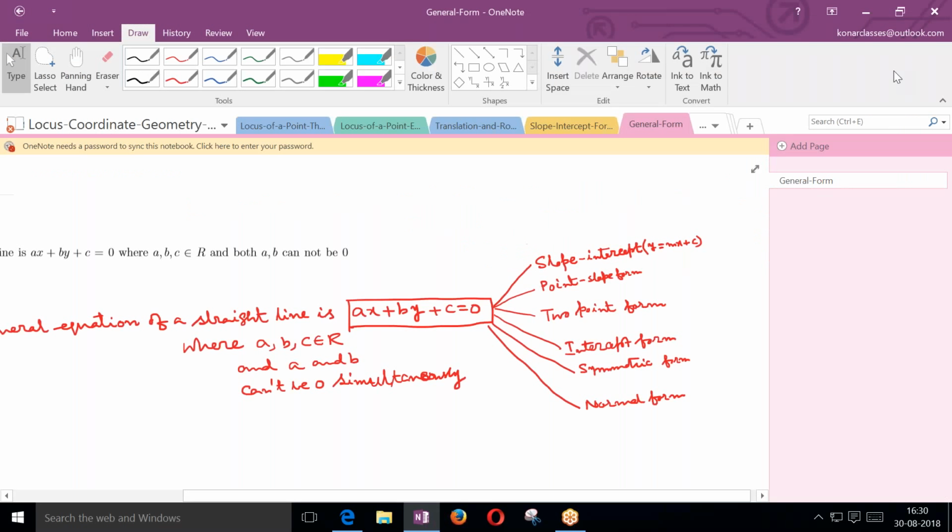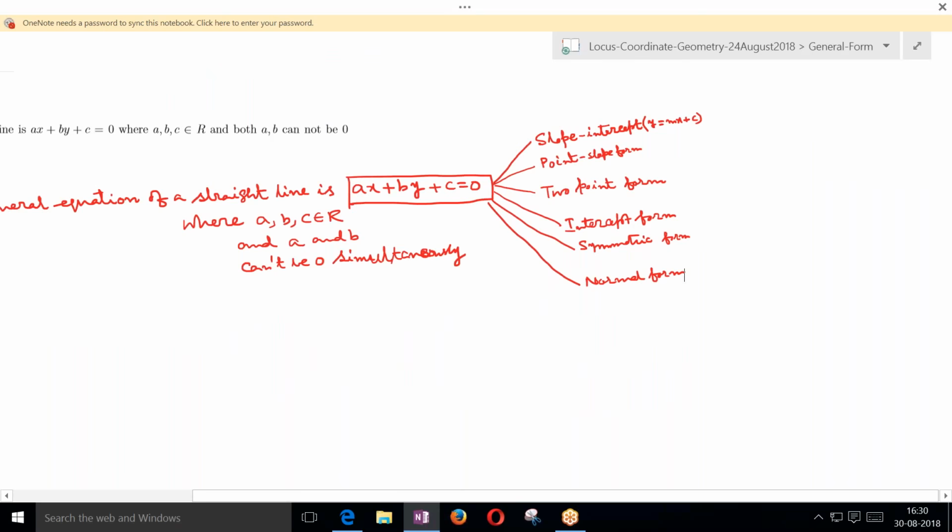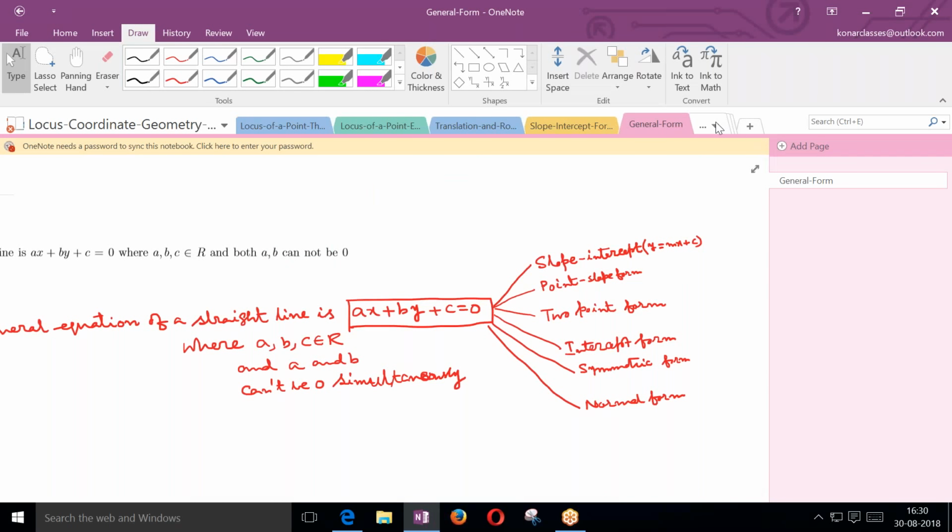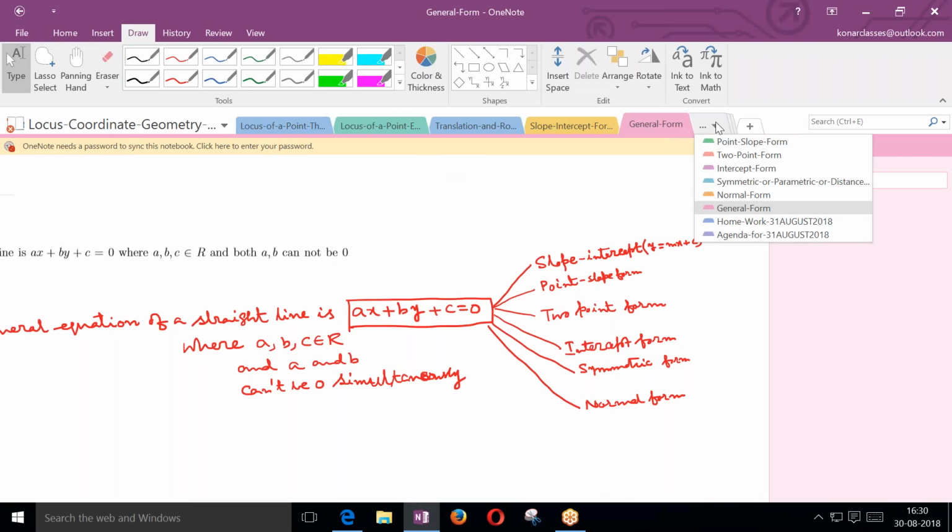So I am done with all the topics for today. If you have any question on any of this, you can let me know. So here is the action item. I'm going to give you the homework. Let me quickly go through the homework.